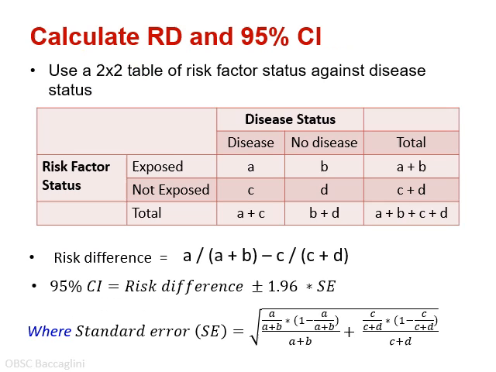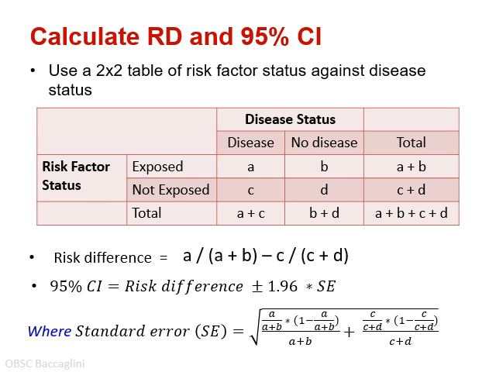Let's have a look at how to calculate risk difference and its 95% confidence interval. We will use a 2x2 table of risk factor status against disease status. The formula for risk difference is given below the 2x2 table. The formula is A divided by A plus B minus C divided by C plus D.